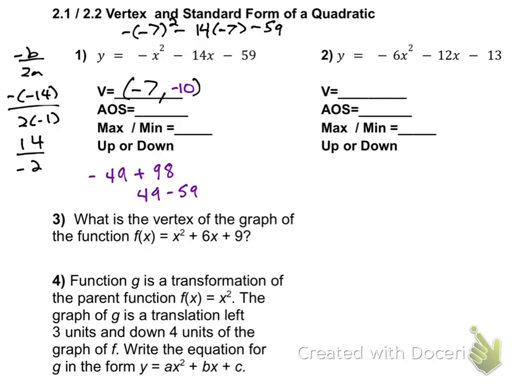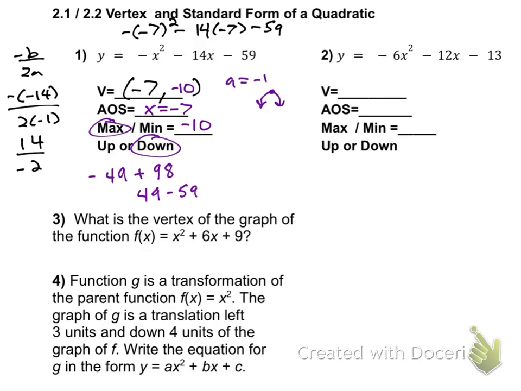Then for our axis of symmetry, that is h of the vertex. That'll be x equals negative 7. Okay. Since a is negative 1, it means it's going down, which means we have a maximum at negative 10. All right.